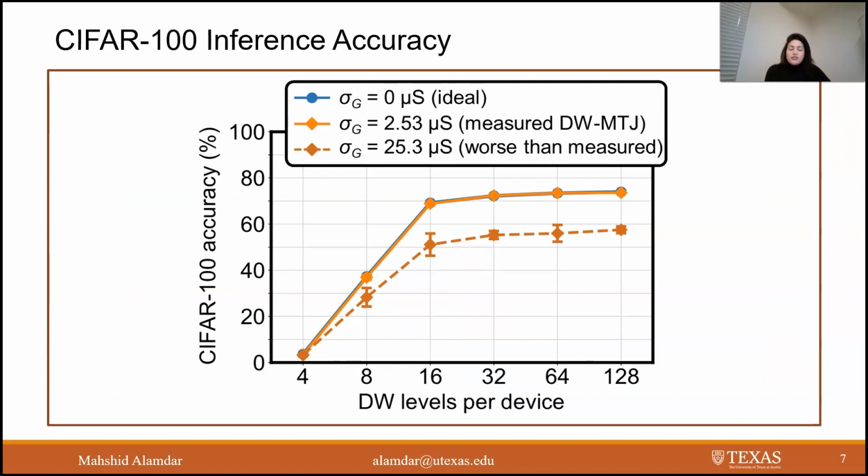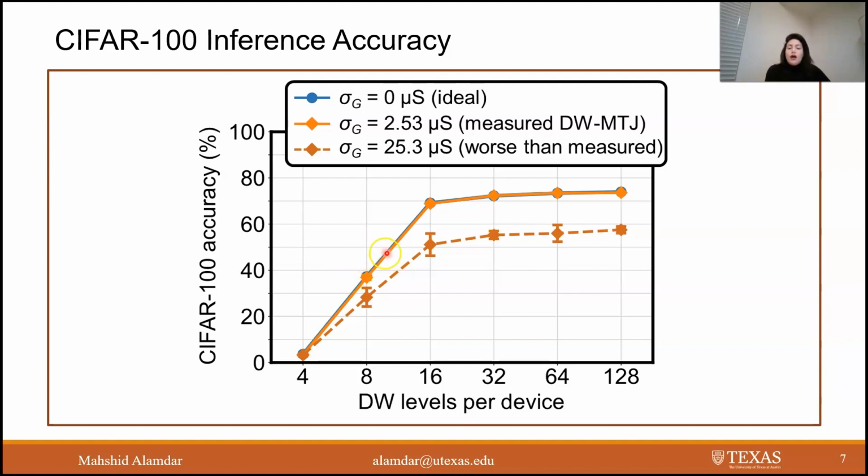After mapping weights to conductance, a conductance error is applied that is sampled from a normal distribution with 0 mean and a standard deviation of 2.53 microsiemens, corresponding to the measured write noise in our inference plot that we had in slide 5. This figure shows the CIFAR-100 inference accuracy as a function of the number of available notches in the domain wall MTJ. At least 16 notches are needed to obtain a reasonably high accuracy on CIFAR-100, which is because of the neural network's intrinsic sensitivity to weight quantization.